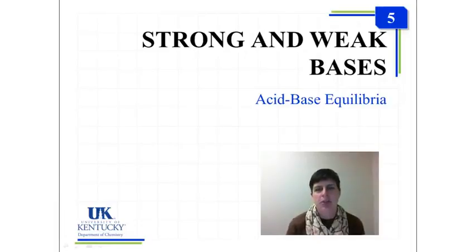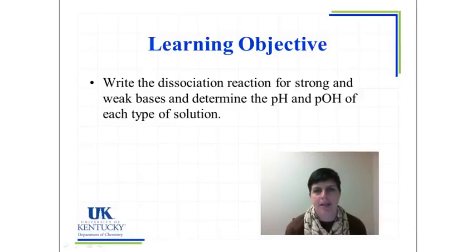In this module, we are going to look at strong and weak bases in many of the same ways that we looked at strong and weak acids in the previous modules. Our objective is to be able to write reactions associated with the dissociation of both strong and weak bases, as well as to calculate the pH and pOH values of the weak and strong base solutions.